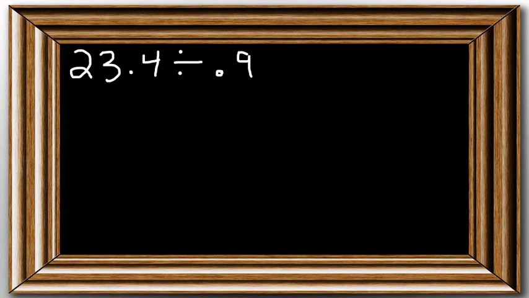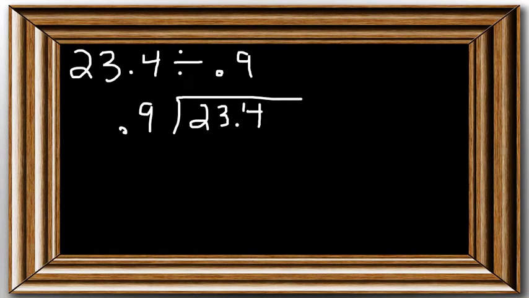Let's take a look at this one. It's the same numbers as the last problem we had, but this time both numbers have a decimal point in them. So I'm going to start the same way I always do by writing out my problem. And then just like before, I can't divide by a decimal. It's just messy. Let's get rid of it. So I'm going to move this over 1 spot. If I move that one over 1 spot, I have to move the other one over 1 spot.